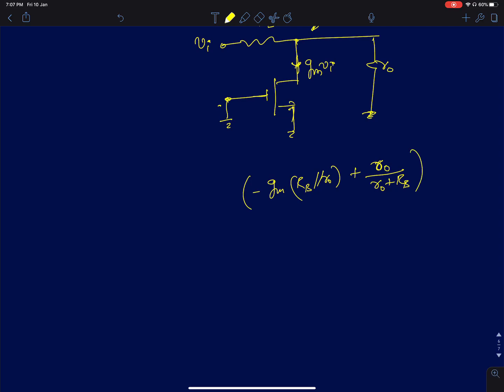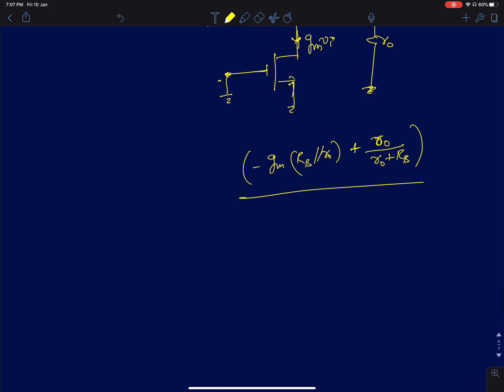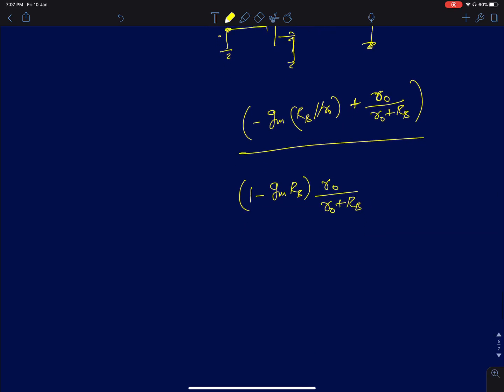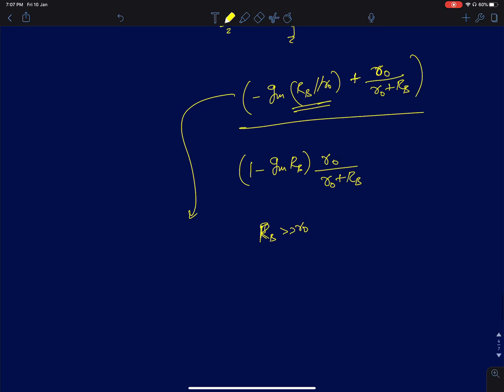Okay, so these are the two paths that you will actually get for the gain in the circuit. Now in this expression, if we quickly rearrange the terms, you will get 1 minus GM RB into R0 by R0 plus RB. Or you can look at it directly from this expression. If I choose RB much greater than R0, this term will just become minus GM R0, and the second term will simply vanish to 0 if RB is much greater.